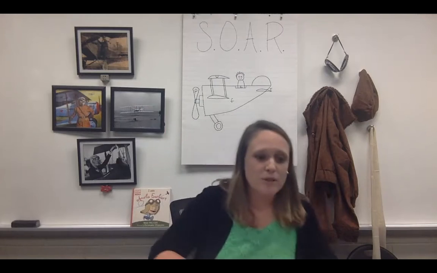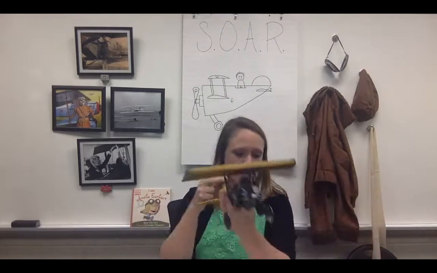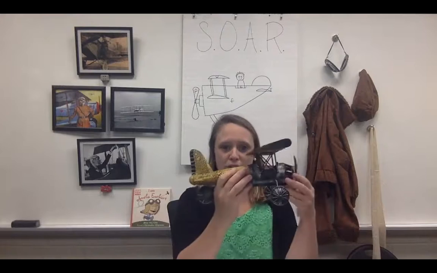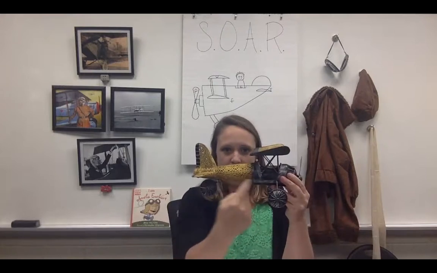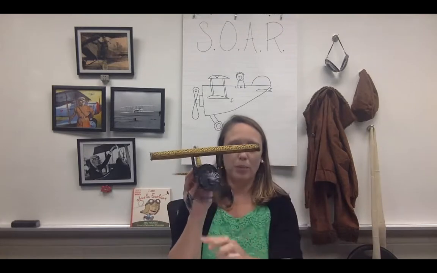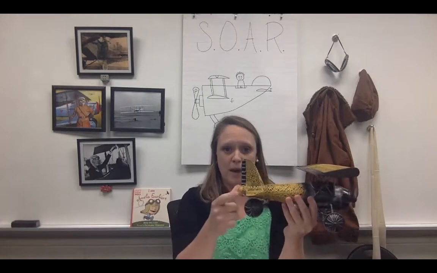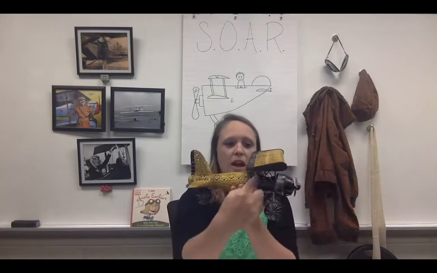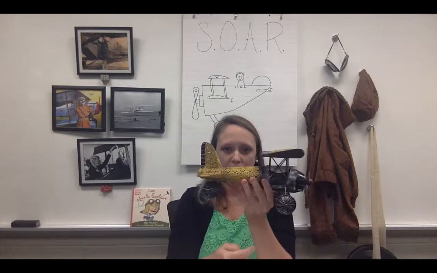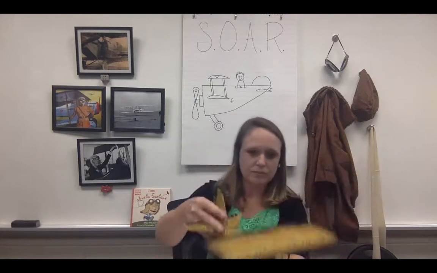We learned about different parts of an airplane. Let me get my airplane out real quick. We have the fuselage, which is the body, our wings. We have a propeller. The tail of our plane is in the back like an animal. And our cockpit is where the pilot would sit. So those are the different parts of our airplane.